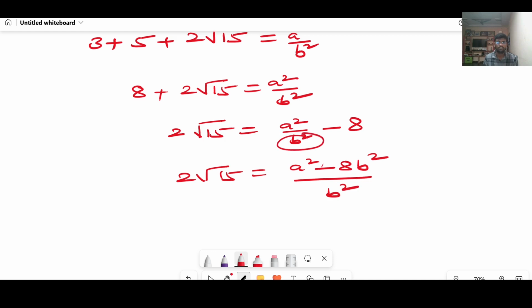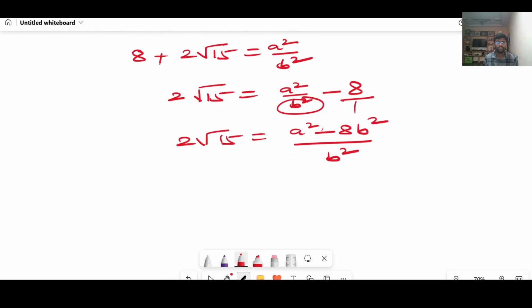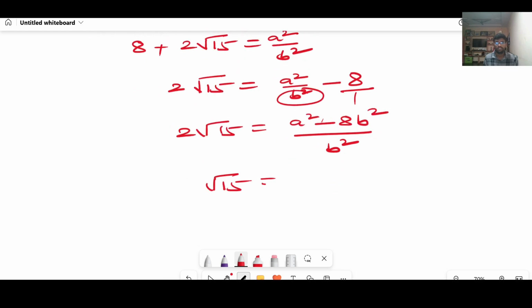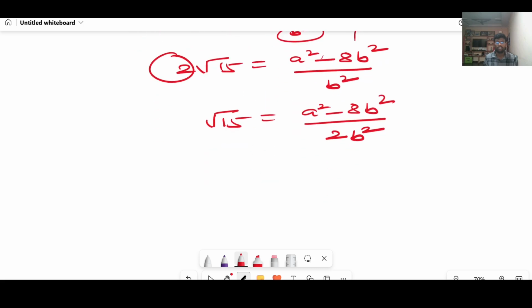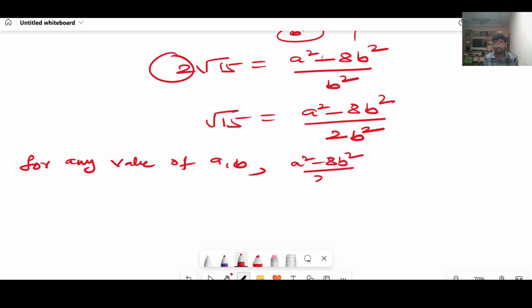If you take LCM for the denominators here, 2 root 15 equal to a square minus 8b square by b square. What is 2 doing here? 2 is multiplying, so if it transposes to this side, it will divide whatever the numerator is. Clear? Now in the right hand side we have a square minus 8b square by 2b square, and in the left hand side we have root 15. For any value of a, b, a square minus 8b square by 2b square is rational.